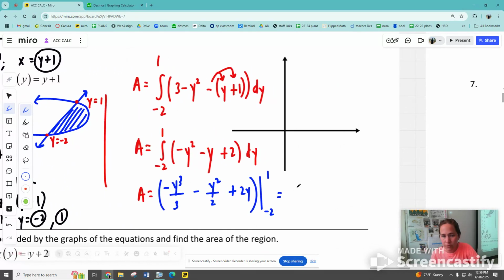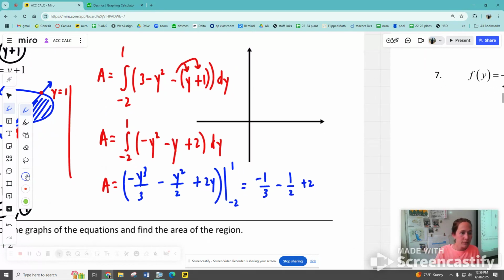1 gets plugged in first, so negative 1/3 minus 1/2 plus 2. And then negative 2 gets plugged in. Got to be careful with the negatives. So minus negative 2 cubed, so positive 8/3, minus negative 2 squared over 2, so minus 4/2 should just be a negative 2, and then plus 2 times negative 2 gives you a negative 4. Take your time, combine the like terms.